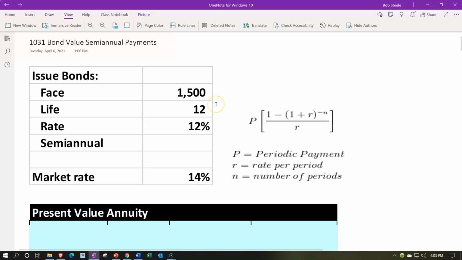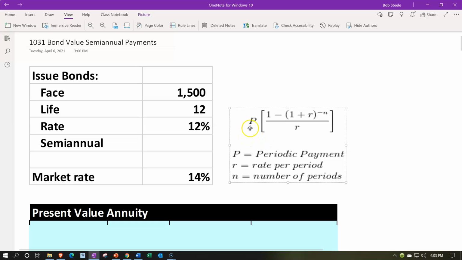One is the annuity that's taking place, which is the 1,500 times the amount on the bond, 12%, but then divided by 2. And that's going to go for not 12 periods, but 24 periods, because they're 6-month periods. And we'll have to do the present value of 1, which is going to be the face amount of the bond. So we'll start here with the annuity.